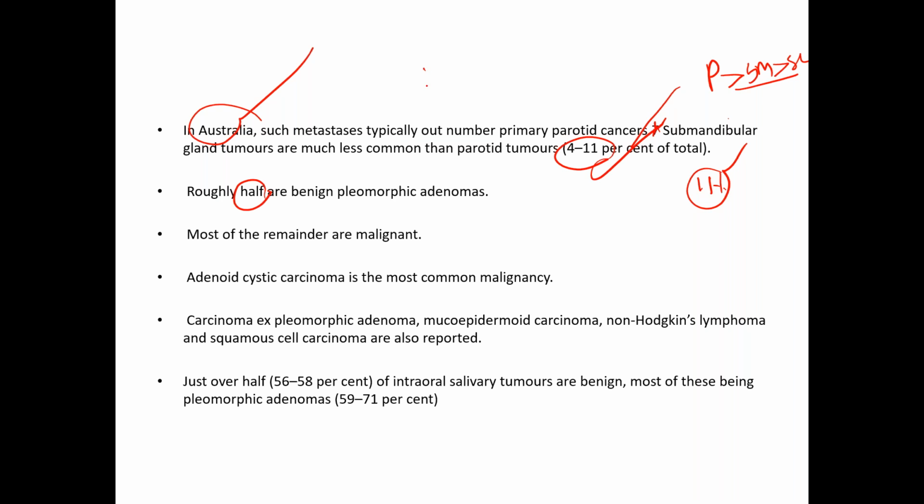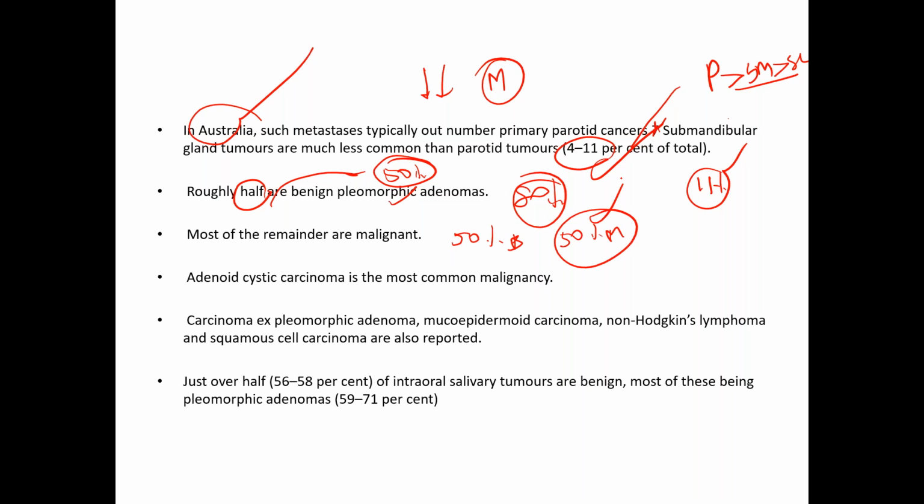As the size of the gland decreases, the malignancy increases, as I told you. In the parotid, almost 80% are pleomorphic adenomas, but in the submandibular gland, only 50% are pleomorphic adenomas. So in the submandibular gland, 50% are benign and 50% are malignant.